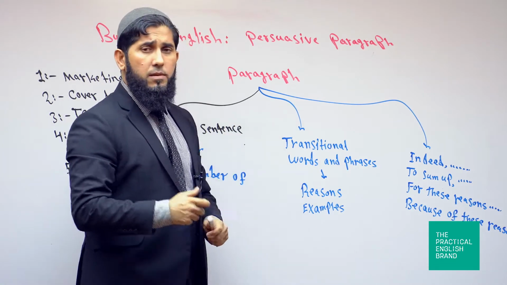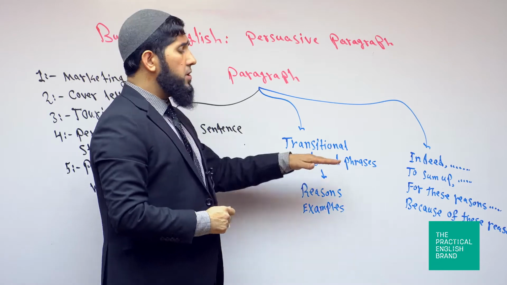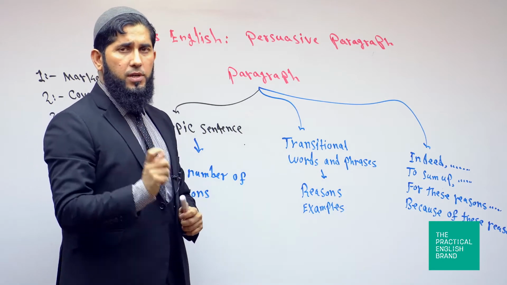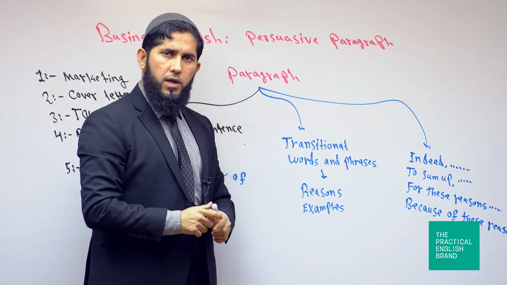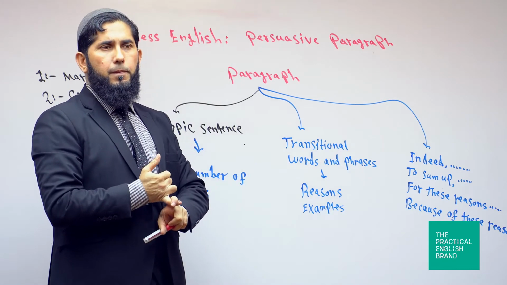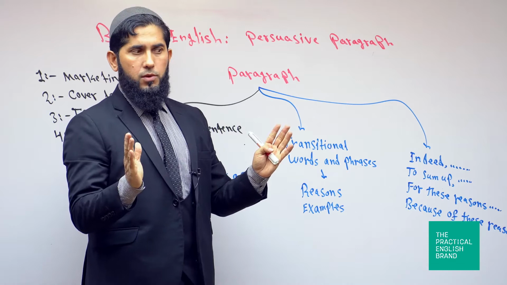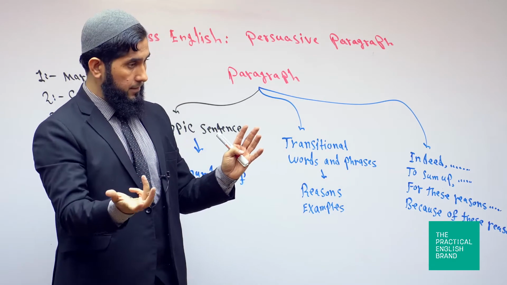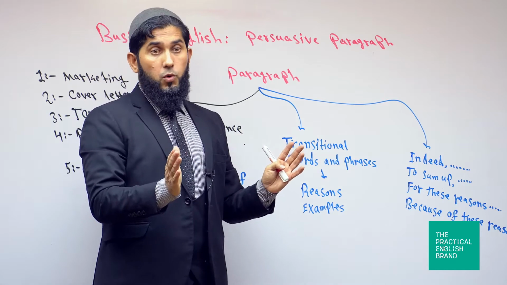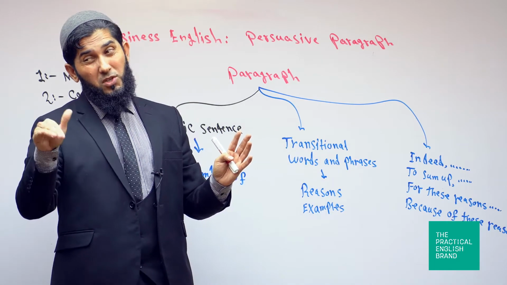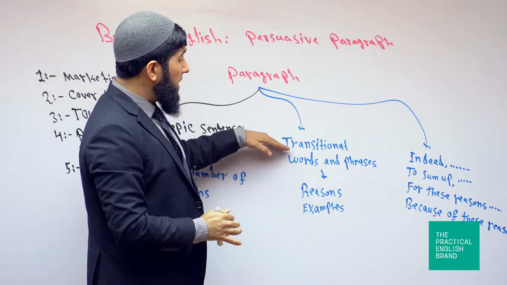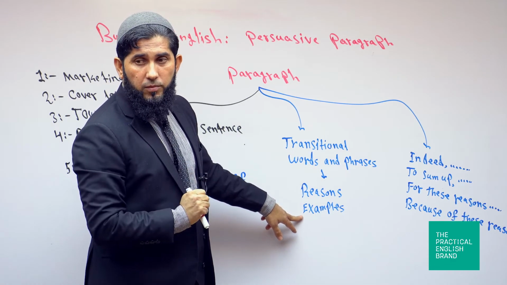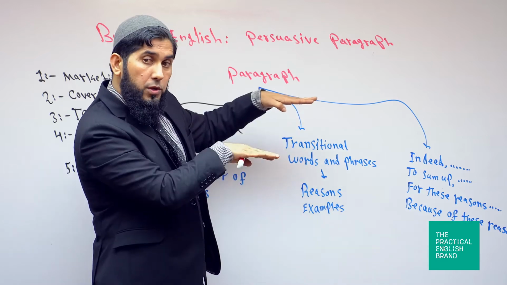You need some transitional words and phrases. What kind of transitional words and phrases you need for this type of paragraph? First of all, and then you bring the sentence, okay? And of course, in your sentence, you mention a reason. Second, okay, and then you bring a sentence, and then you mention the second reason. But after each reason, you need to bring some examples, 2 or 3 examples, in order to support the reason.